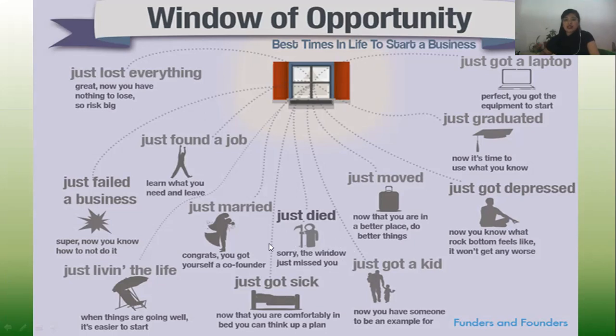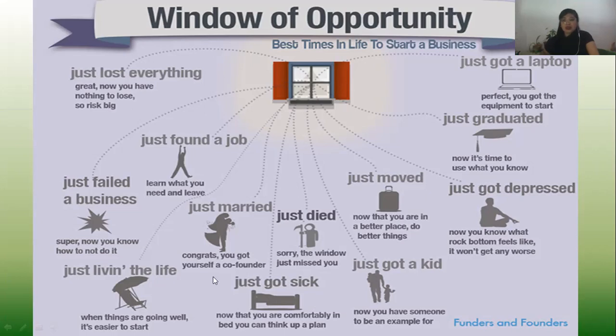So for example, this one: just died. Sorry, the window just missed. You just married. Congratulations, you got yourself a co-founder. Just found a job. Learn what you need and leave. Okay? Just failed a business. Super. Now you know how not to do it. Okay? And then just living life. When things are going well, it's easier to start. Just got sick. Now that you're comfortably in bed, you can think of a plan. So for this example, even if the situation is negative, you can see different, positive opportunities.